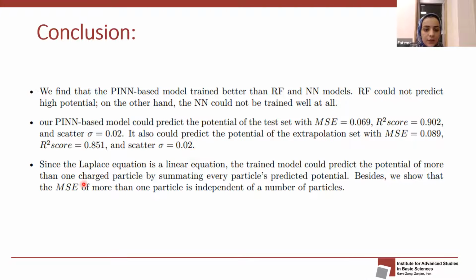And the third one is that we can predict the potential of more than one charged particle by summating each charged particle's potential separately. Okay.